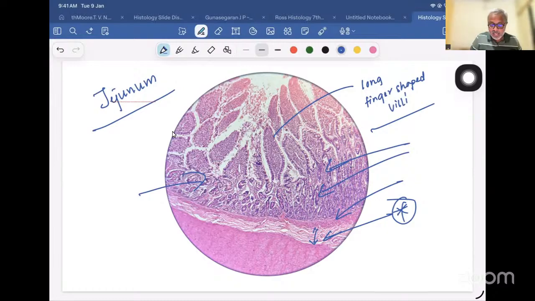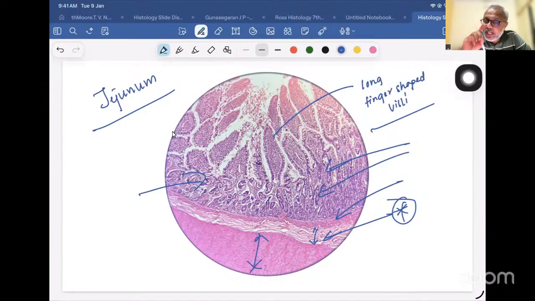Done? Right. So, unremarkable submucosa is one of the characteristic features of jejunum with its finger-shaped villi. The muscularis externa is the same: inner circular, outer longitudinal. Jejunum and ileum, remember, are intraperitoneal organs and hence they are covered by peritoneum all around and hence they will have serosa all around. There is no adventitia.